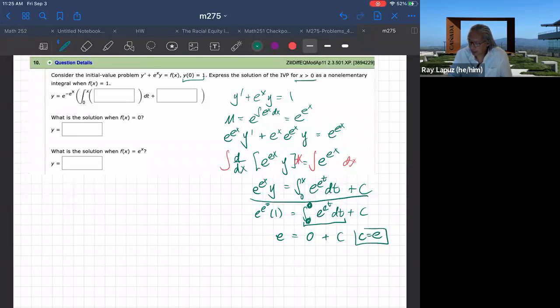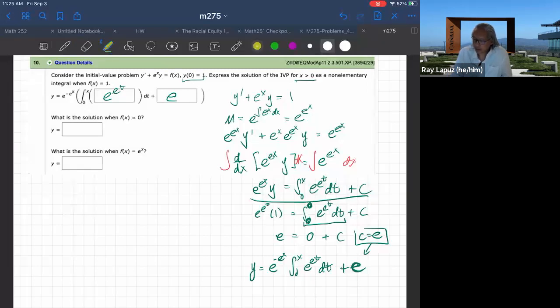Now we can solve for y. And this would be e to the negative e to the x power, times the integral from 0 to x of e to the e to the t dt, plus our constant e. So those are essentially the things that would go in your problem here. This is e, not just an arbitrary constant c, but we actually found it to be e. Okay, that is our first part of the problem.